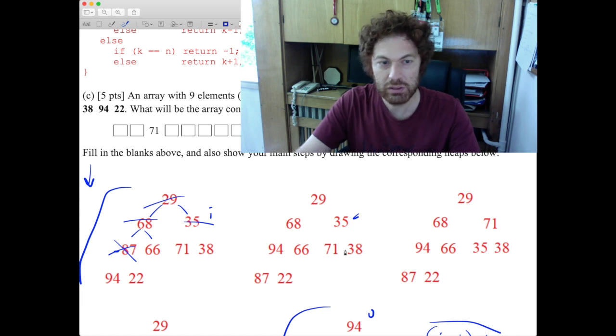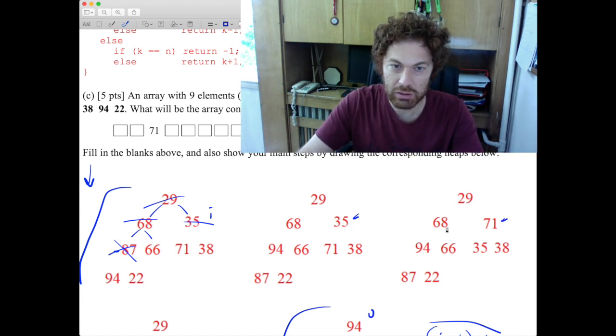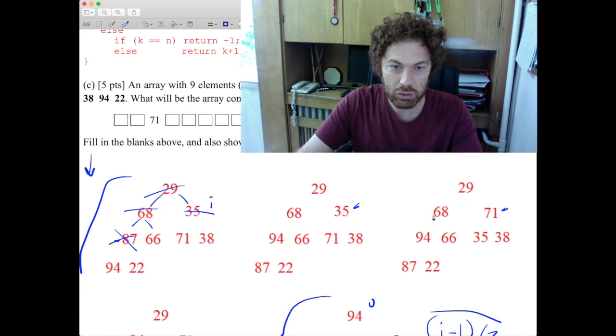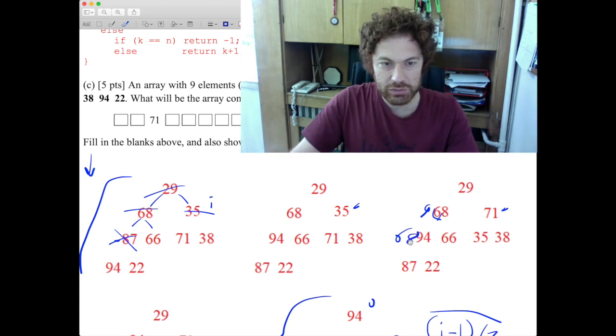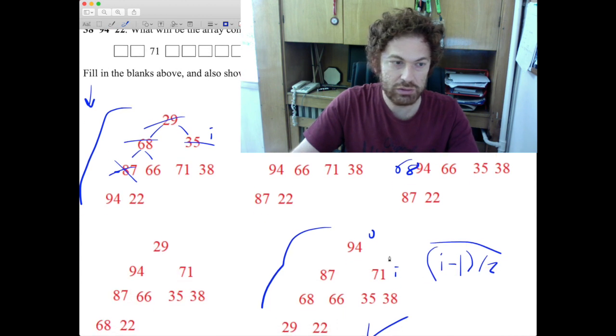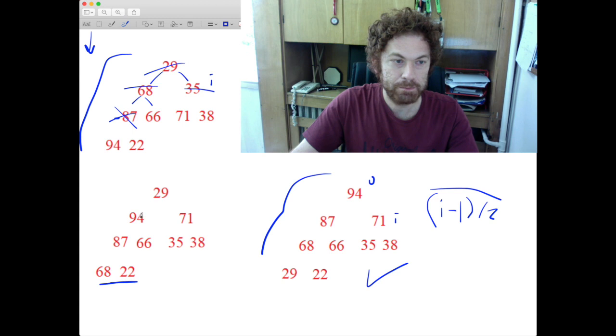35, should it sink down, go below? Yes, because 71 is bigger. And I did it. 68, should it go down? Yes, because 94 is bigger. So 94 here and 68 here. But it is not sufficient because it should go as far down as possible. 68 and 87. 87 beats it, so 87 goes up and 68 is here. Okay, so this is also done.